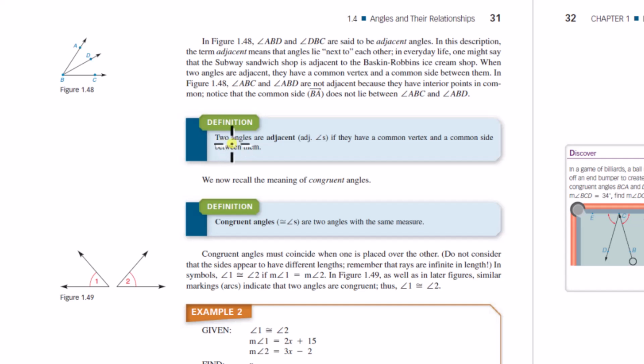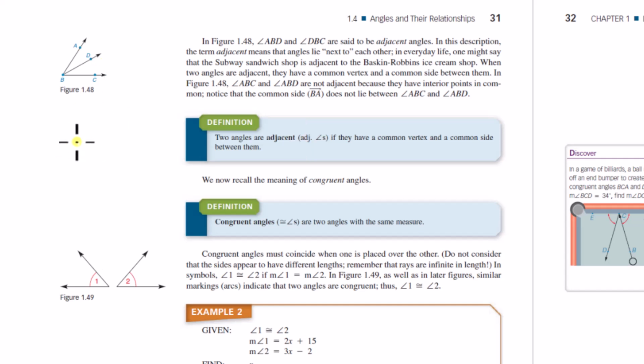Okay, so here's the official definition. The angles are adjacent if they have a common vertex and a common side between them. I thought I was talking more informally there, but that is actually the official definition. If you have two angles that share a common side and a common vertex, then they are adjacent.